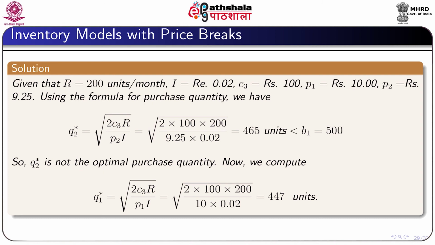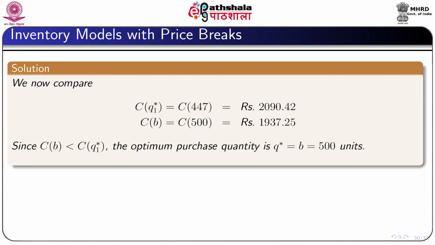Therefore, using the basic formula for purchase quantity, we find that Q2 star equals 465 units, which is less than B1 equal to 500. So, Q2 star is not the optimal purchase quantity. Now, we proceed to find Q1 star. Again, for this we use the basic purchase quantity formula, Q1 star equals root over 2 C3R by P1 I, which is equal to 447 units. We now compute C(Q1 star) and C(B), that is C(447) and C(500), and from this we see that C(B) is less than C(Q1 star). Therefore, the optimal purchase quantity is Q star equal to B equal to 500 units.